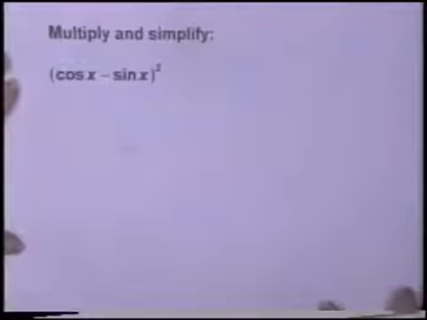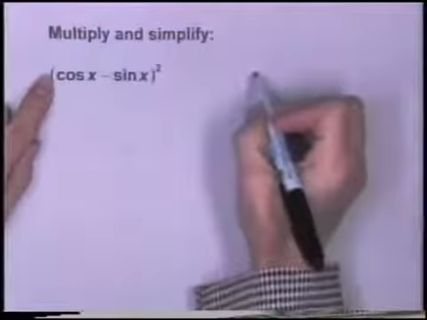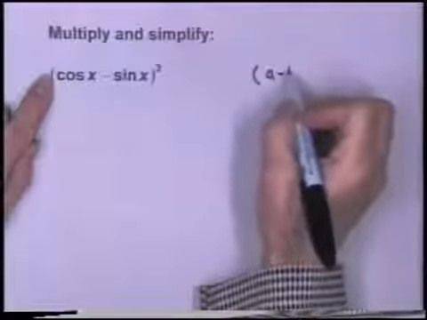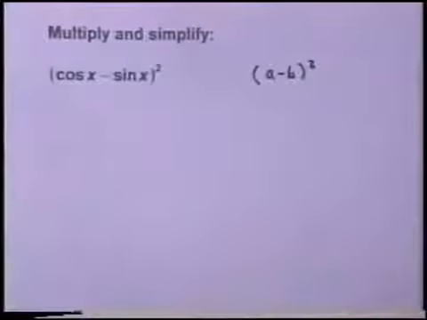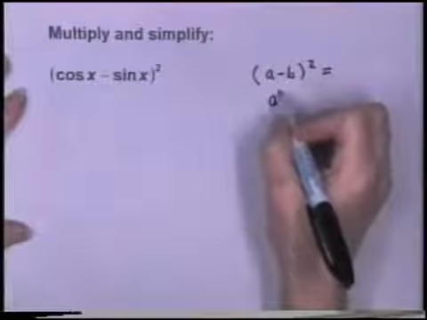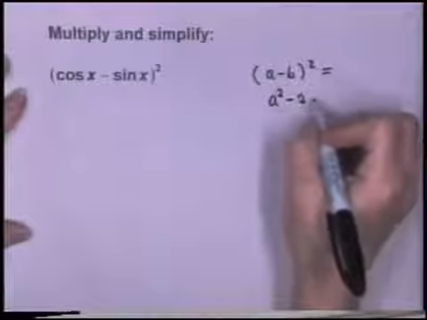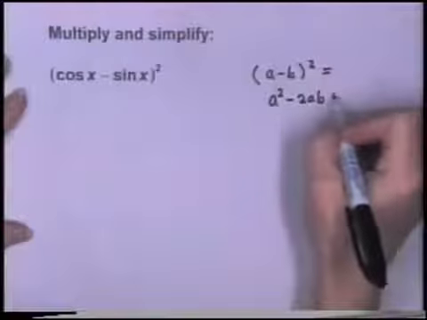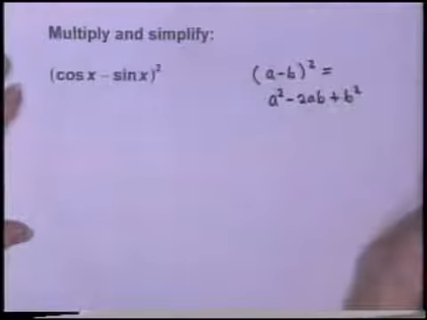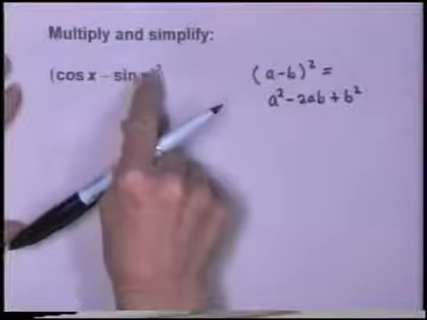In this next problem, it says to multiply and simplify. Notice here we have a quantity squared. Now this problem is similar in algebra to something like this, a subtract b quantity squared. We know, of course, to square a binomial, we square the first term. We multiply the two terms and double, so we'll have a minus 2ab, and then we square the last term. So we're going to do that same process, but we'll do it with these trig functions.